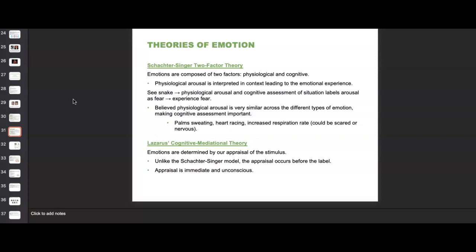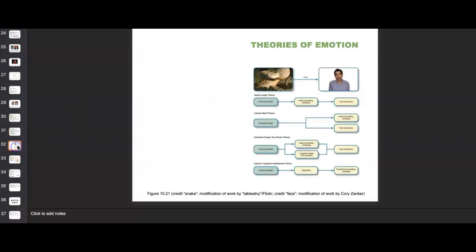Unlike the Schachter-Singer model, the appraisal occurs before the label. Appraisal is immediate and unconscious. If we look at this from a diagram, you have the snake and then you have the reaction.